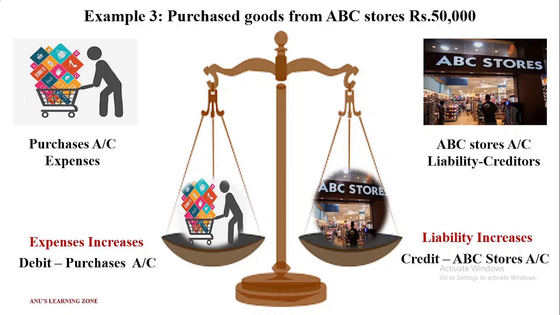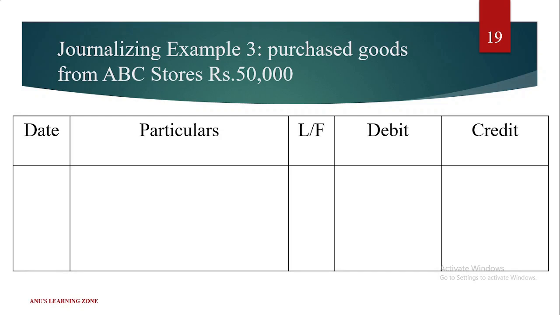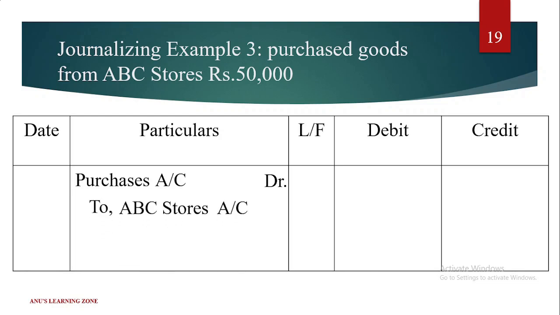Okay, so moving on to the process of journalizing. The account that is debited is purchases. So write purchase account debtor, and the account to be credited is ABC stores. So we have to write "to ABC stores account", and the amount is 50,000. In the debit column we write 50,000, and in the credit column, against ABC stores account, we write 50,000, and as narration you write purchased goods on credit.